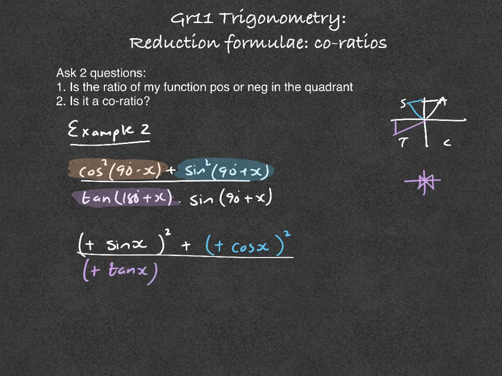And then lastly, we've got sine. Oh no, that's not a plus. I'm so sorry, that's a times. So what we've got is sine 90 plus x. 90 plus x again is in the second quadrant. It's a co-ratio there. Is sine positive in the second quadrant? Yes, it's positive. But do I need to change sine? Yes, I need to, because it's a co-ratio, so that will become cos x.